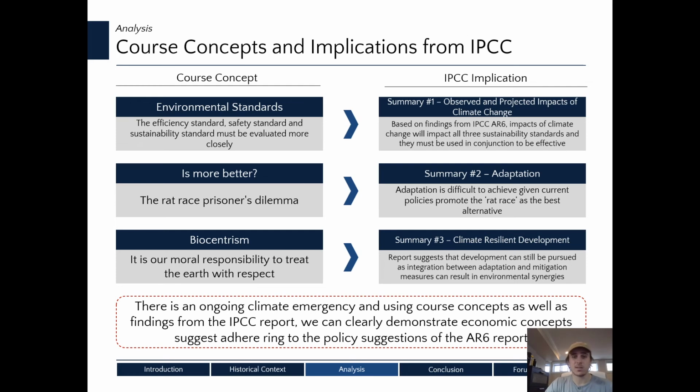Now, the second course concept surrounds the idea of whether more is better. Now, in class, we learned that if humans act on the assumption that more is better, they tend to operate under the rat race prisoner's dilemma, which implies that people need to work more and earn more in order to keep up with society. Now, comparing this with our report, what we find is that given the dominant strategy is to engage in a rat race, adaptation becomes particularly difficult. Climate change policies and guidelines can hinder corporation profits, which can result in the rat race prisoner's dilemma to continue.